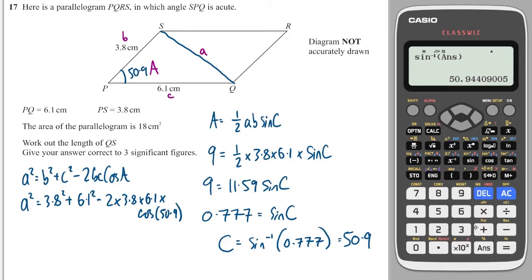Okay, to the calculator. 3.8 squared plus 6.1 squared minus 2 times 3.8 times 6.1 times cosine of the previous answer equals. Okay, great. So that's a squared is 22.4. So a is the square root of 22.4. So square root of the answer, we get 4.74 to 3 sig fig.